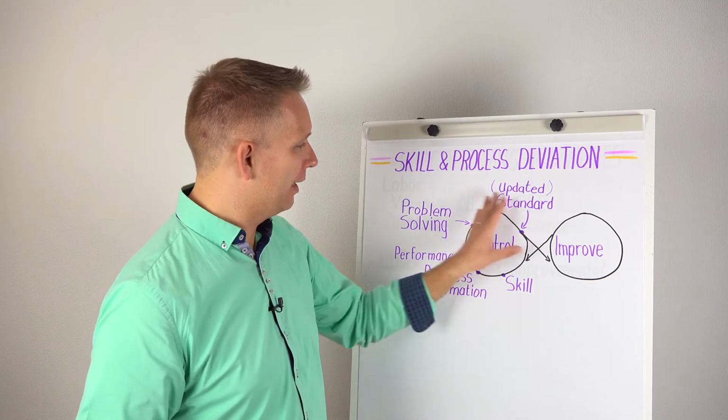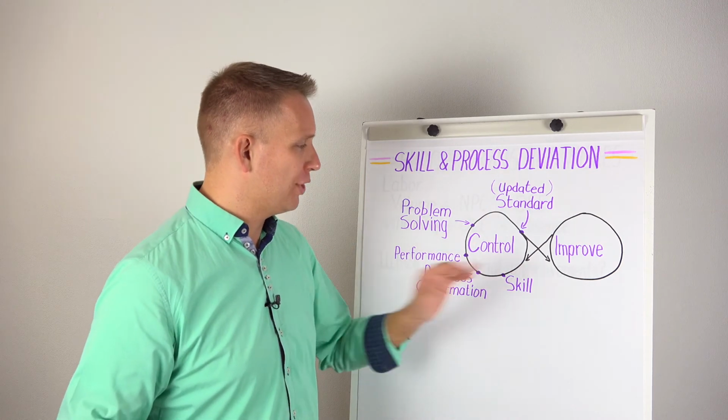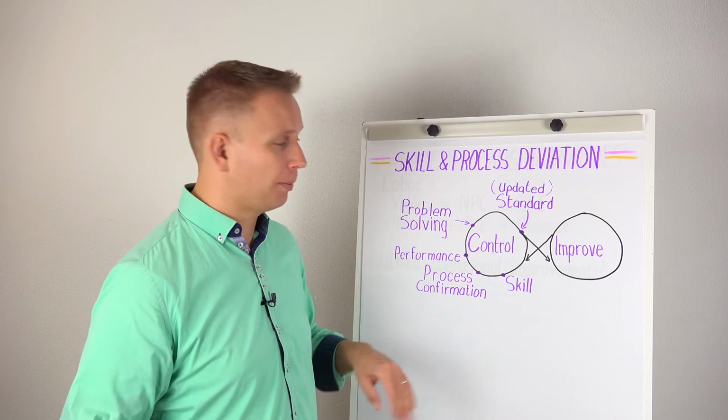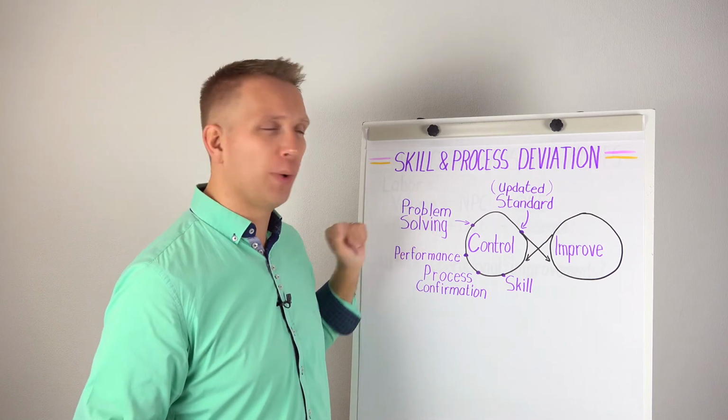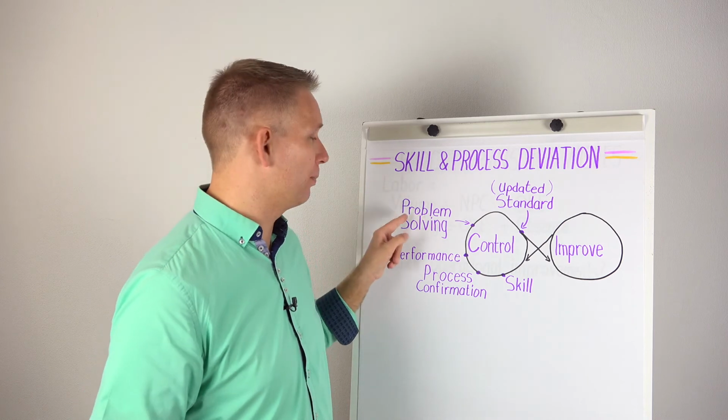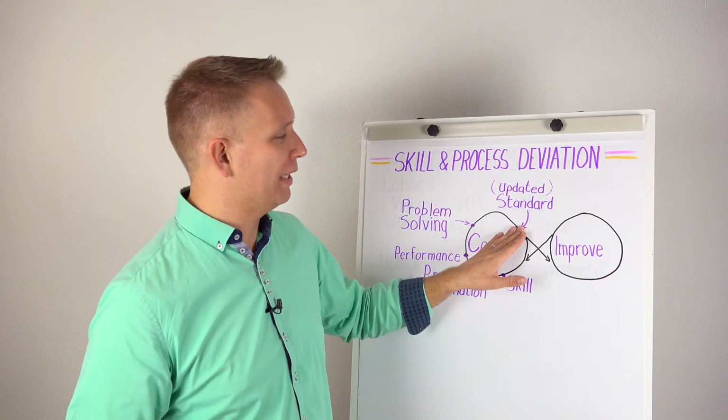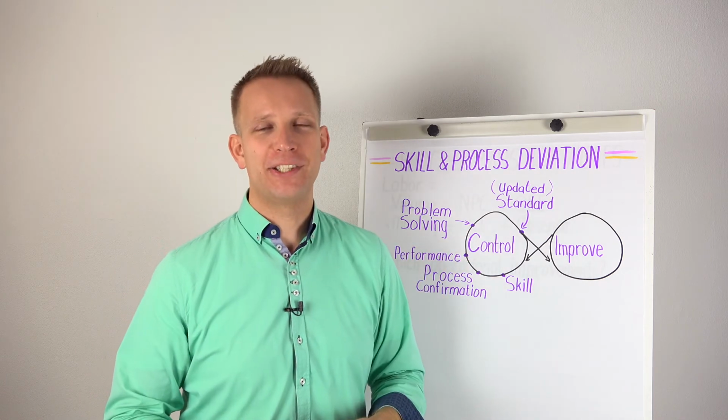So get the control circle in order: check the skills, how we do the processes, which performance we see, any structured deviations, go into a good structured problem solving approach. We get new standards and the circle begins anew.